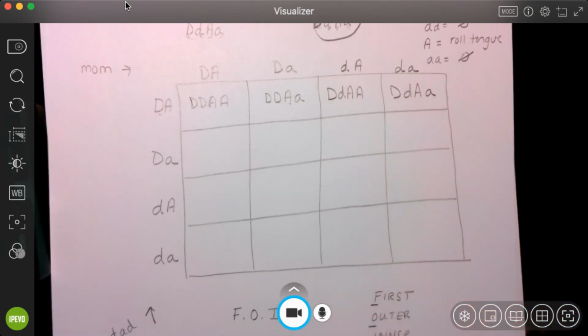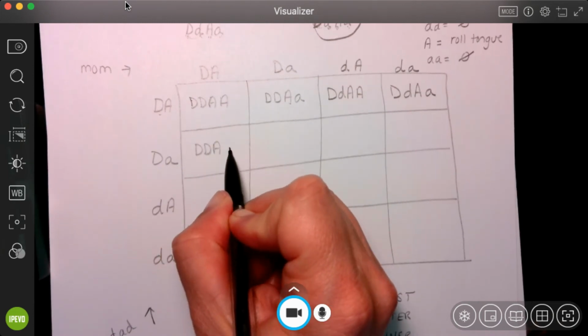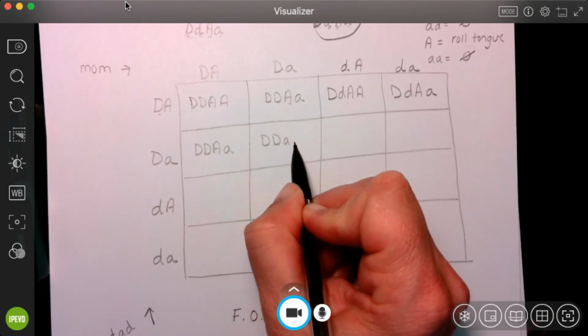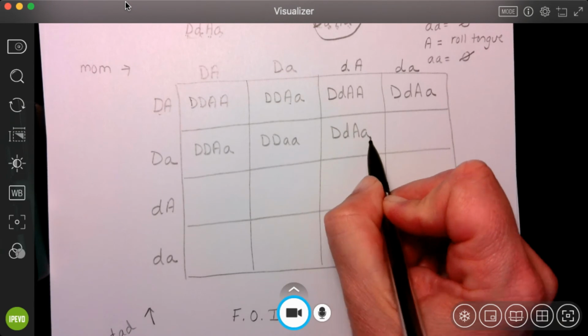Okay, the second row is going to be big D, big A, little a. Big D, little a, little a. Big D, big A, little a. Oops, broke my pencil.